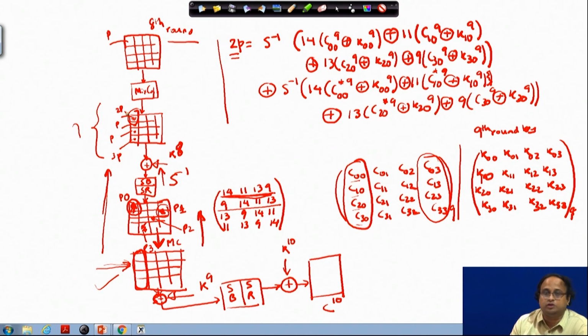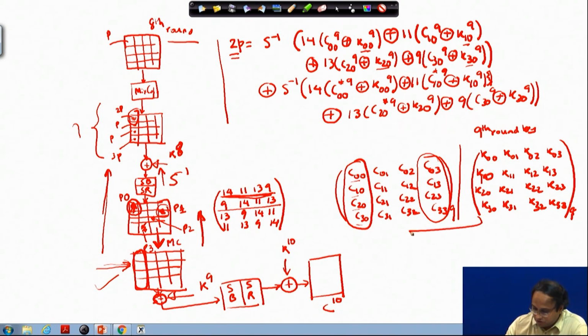You have come to 2p here. But remember, all these key equations now involve K009, the 9th round key, which I have to express using the 10th round key. For this, we will take a look at how the key scheduling works.